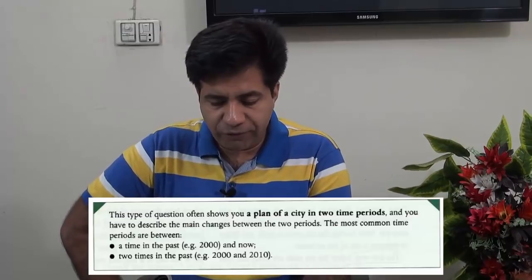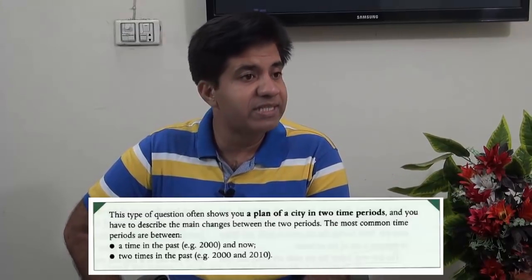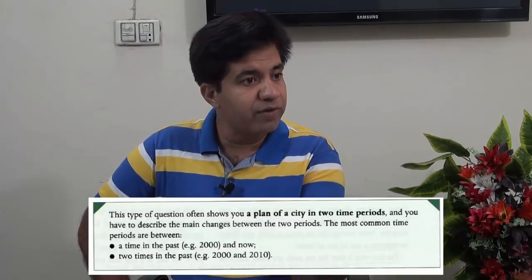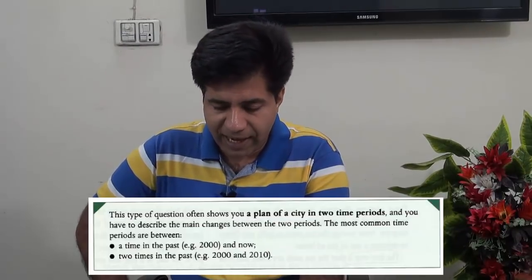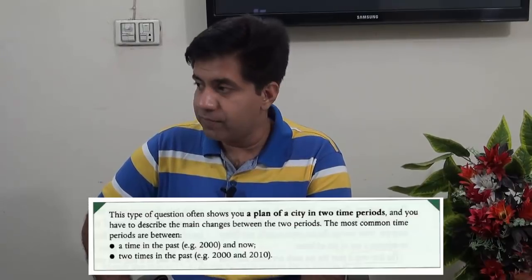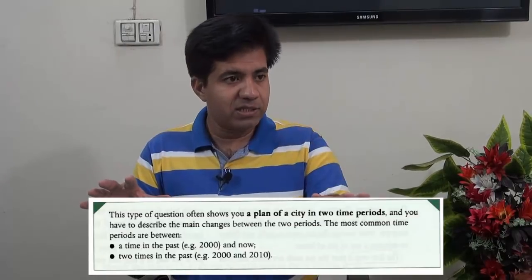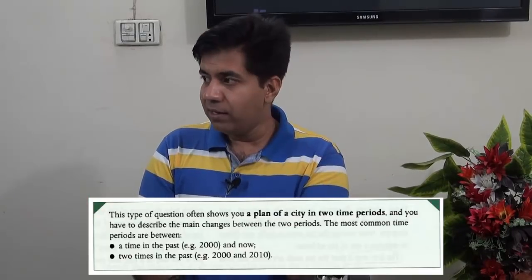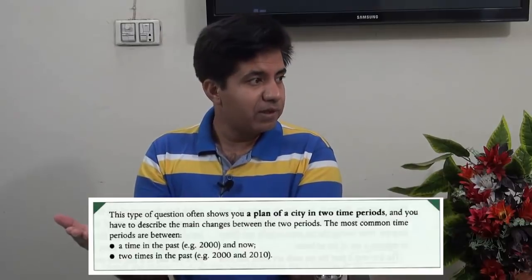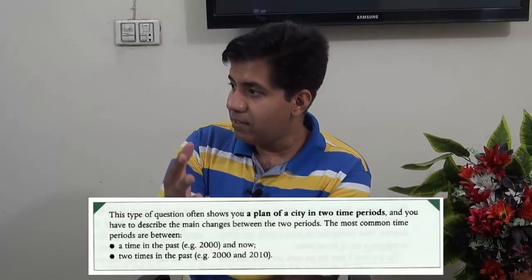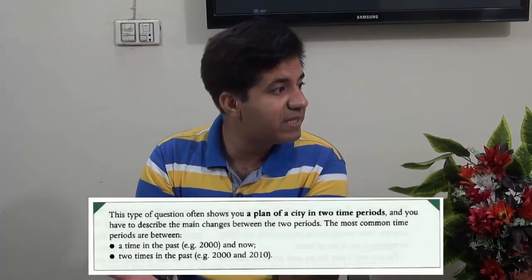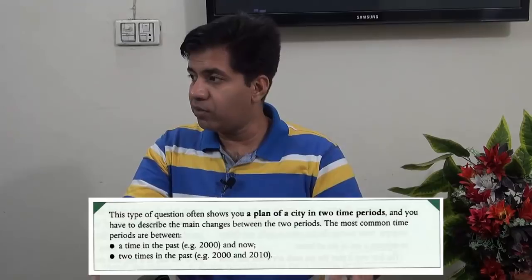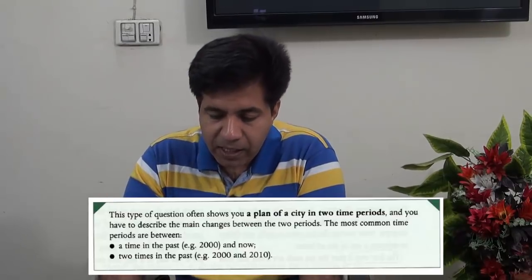This type of question often shows you a plan of a city, or a plan of a university or college, or something like that, in two time periods. Two time periods means in the past. For example, this area of Lahore in 2001 and in 2018. So in 2001 what was there, and in 2018 what is there now? For example, there used to be a hotel, now instead of a hotel there is a restaurant, or there are other things. It's just like that.